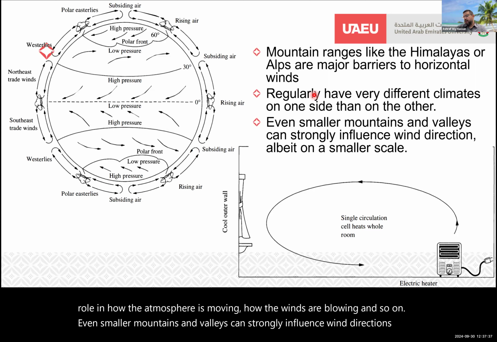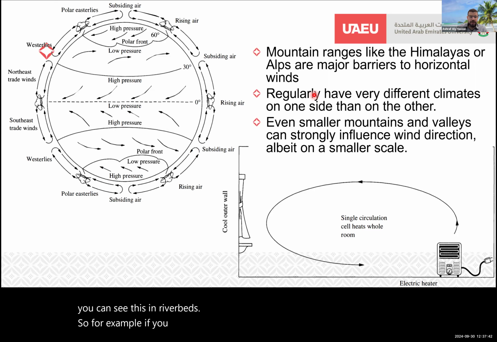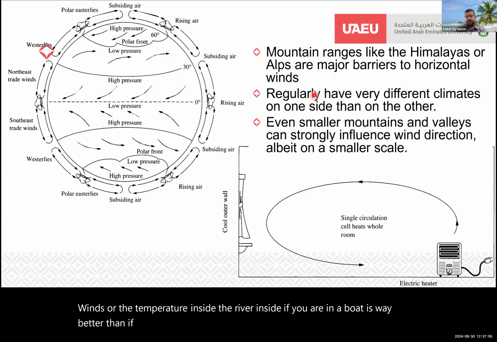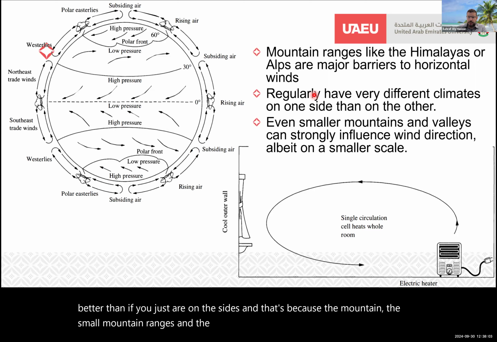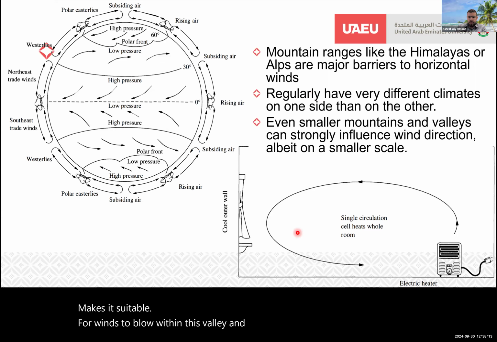And you can see this in riverbeds. So for example, if you are in a city on a river, you will see that the winds or the temperature inside the river, if you are in a boat, is way better than if you just are on the sides. And that's because the small mountain ranges and the valley where the river is going make it suitable for winds to blow within this valley and go. So it makes it completely different.